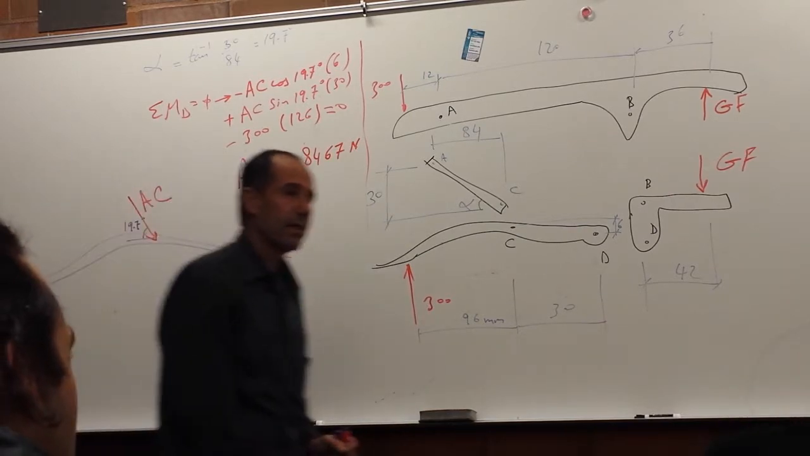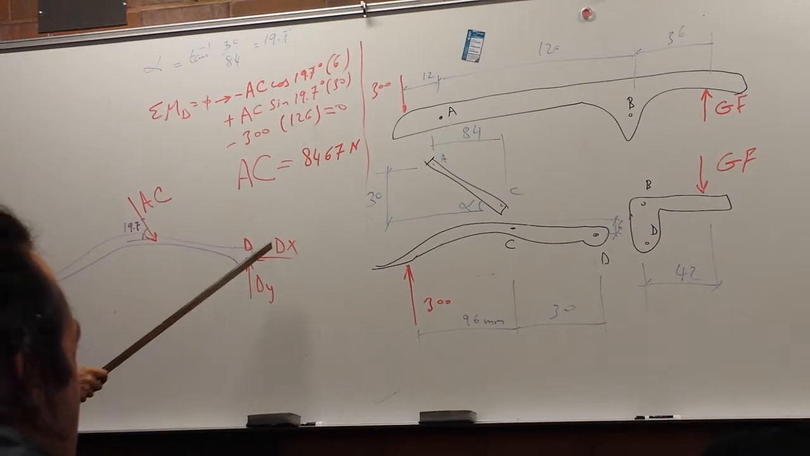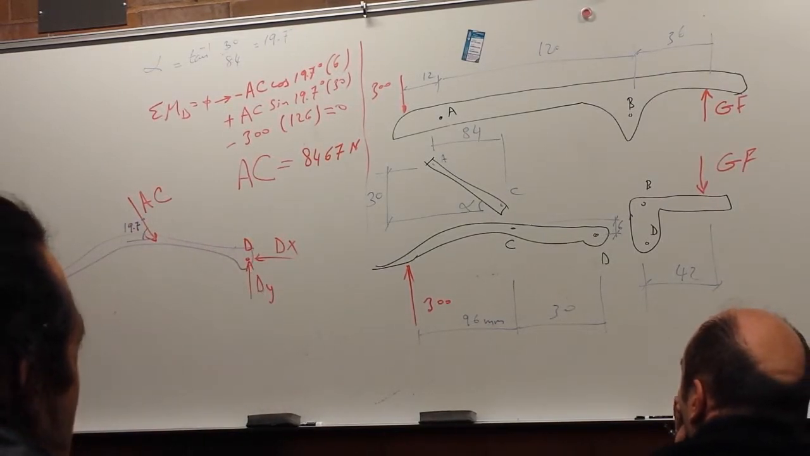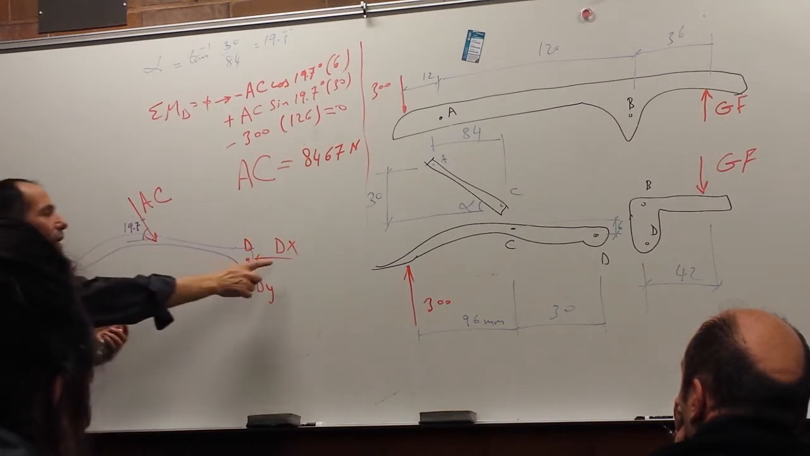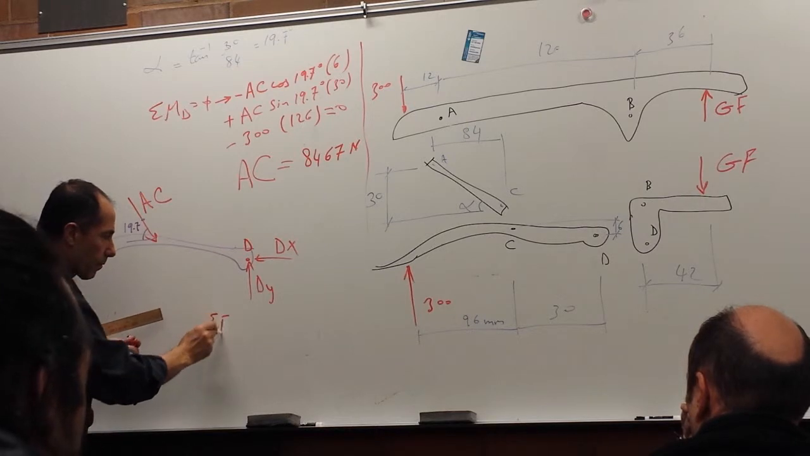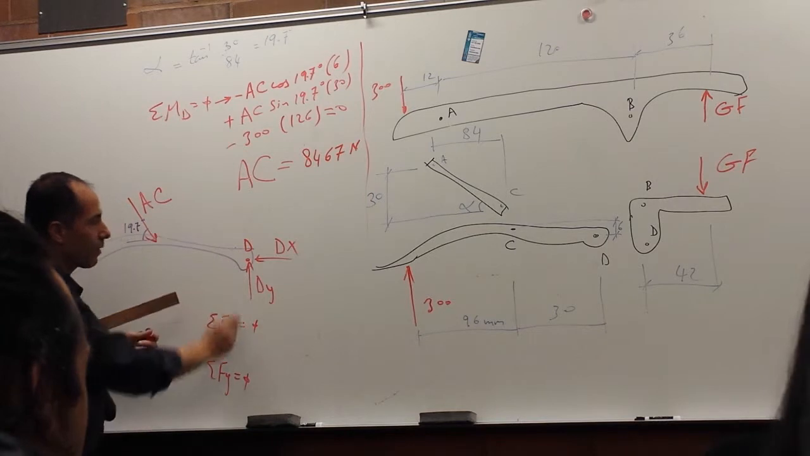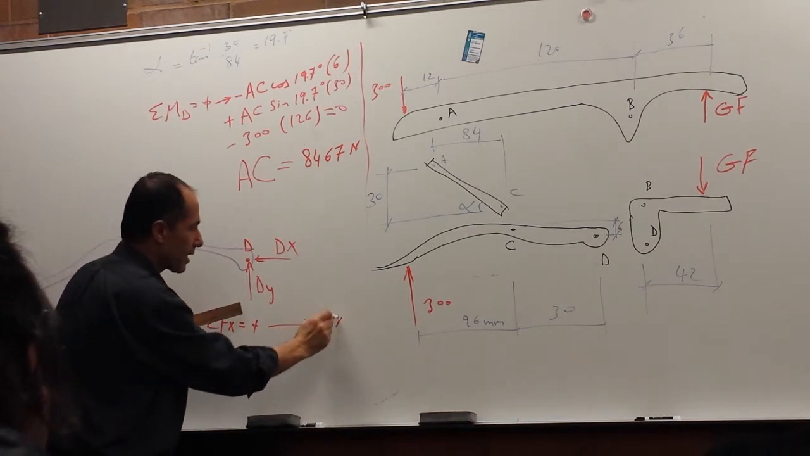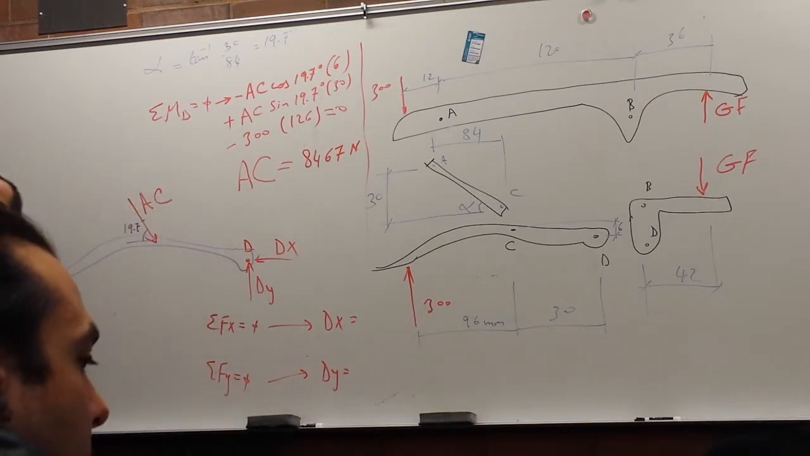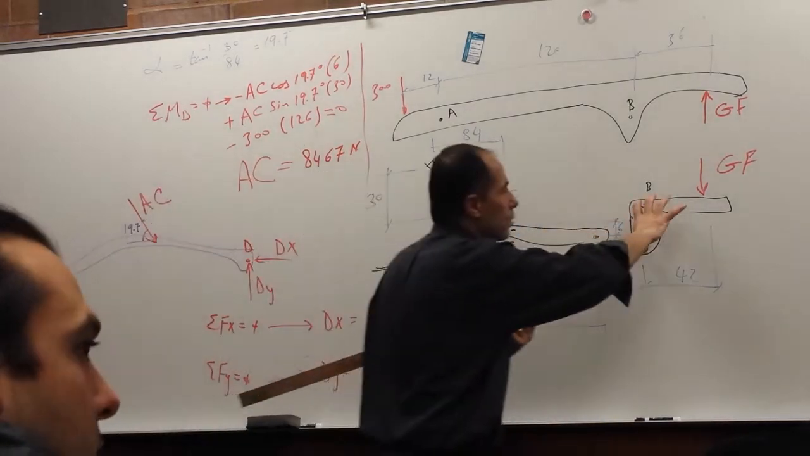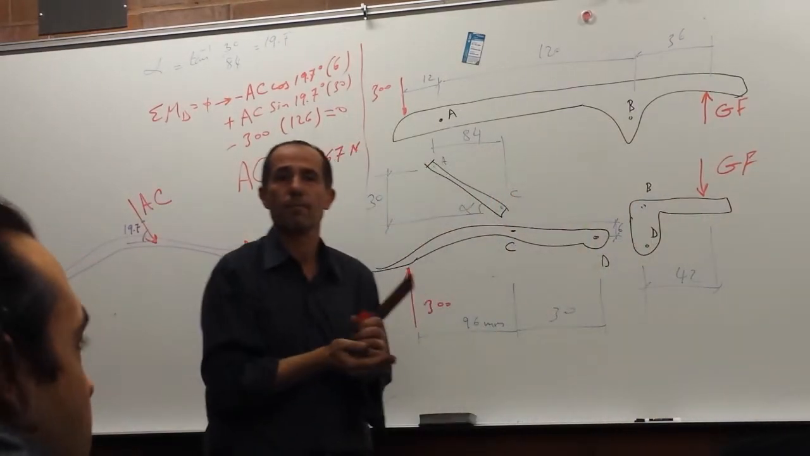Okay. Do I need now to calculate sum of forces on x, sum of forces on y to get dx, dy? I can. Let's look at it. I can calculate now sum of forces on x equals 0, sum of forces on y equals 0. What do I get from these two equations? I get dx equal, I get dy equal, correct? Then I can apply them at this one. Dx, dy, calculate the moment at B, I get the GF.